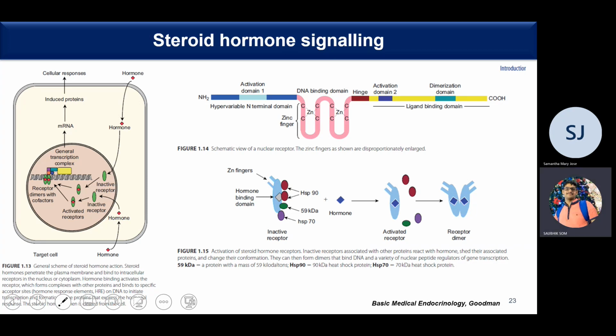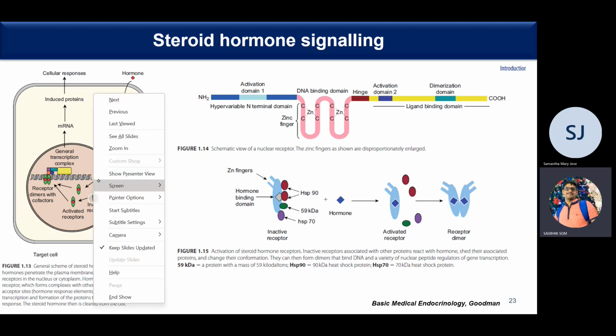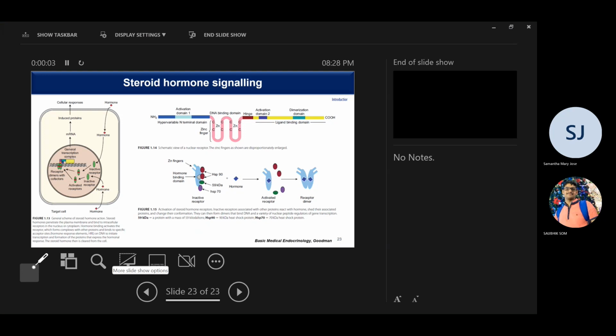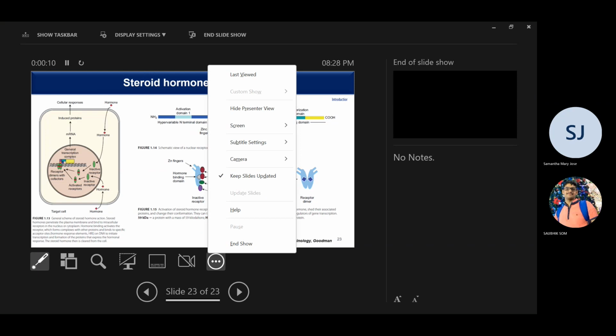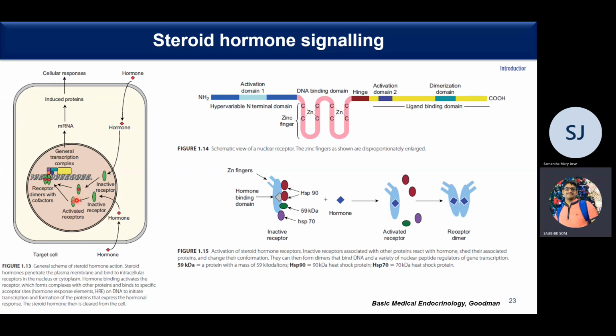So lastly, I'll go very briefly through steroid hormone signaling. As I have told you, in steroid hormone signaling, the hormone comes inside the cell, maybe into the nucleus, because they also have nuclear receptors. That's why the steroid hormone receptor is also known as the nuclear receptor. It's a very simple scheme. They bind to the nuclear receptors, and the inactive nuclear receptors get activated. After activation, these receptors form dimers and bind with several cofactors to activate the transcription, then proteins and cellular responses.